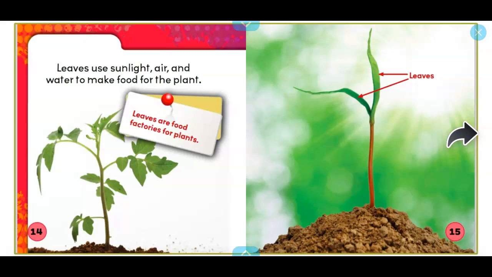Leaves use sunlight, air, and water to make food for the plant. So we've talked about how the leaves are responsible for making the food for the plant so that it can survive. It uses the sun and air and water to make food, and we called that photosynthesis.